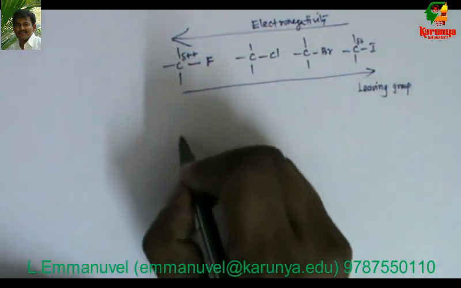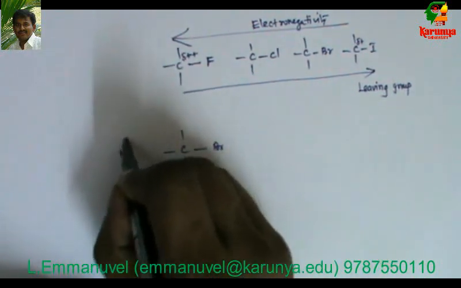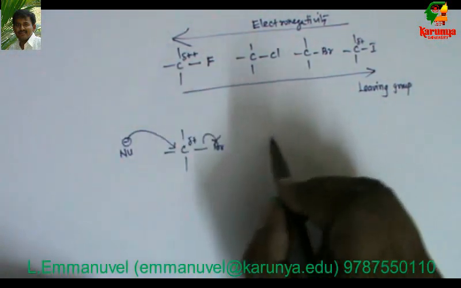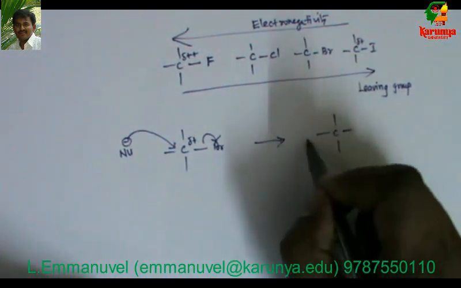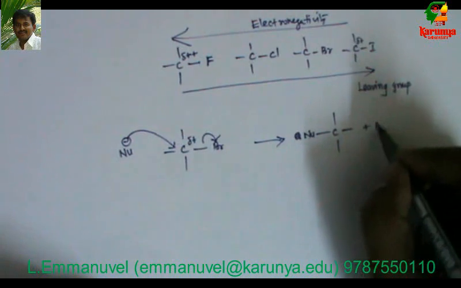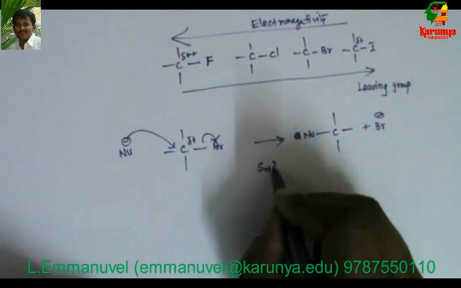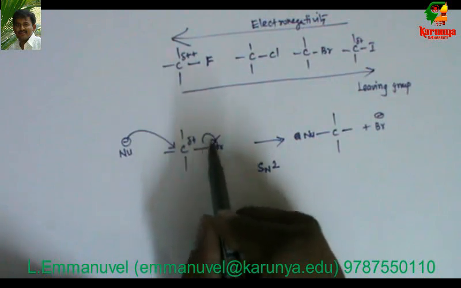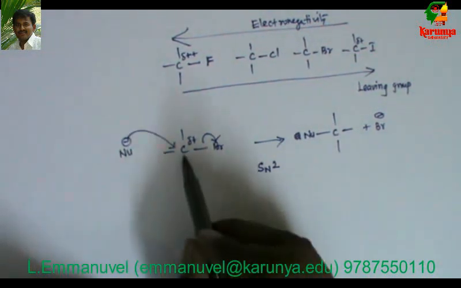Now, when this is attacked by the nucleophile, there is del plus, so it is attacked by the nucleophile. The attack is from the back side, so what we get is... this type of reaction is called SN2 reaction. The nucleophile attacks the carbon and substitutes the bromine atom, the halogen atom. So nucleophilic substitution.